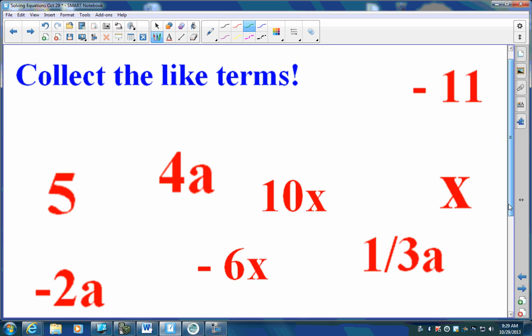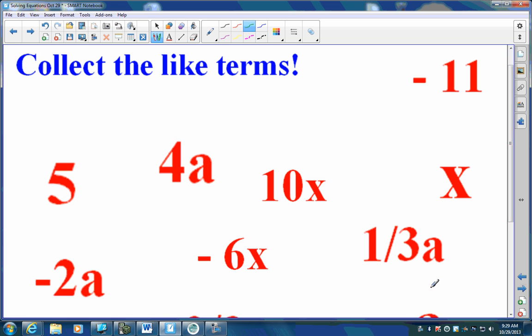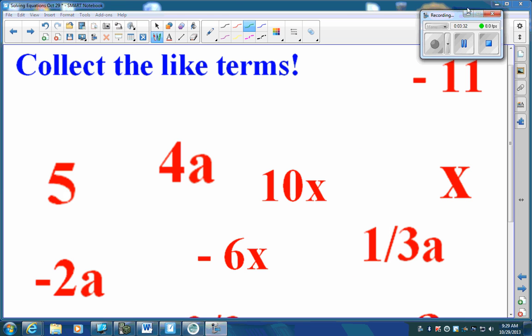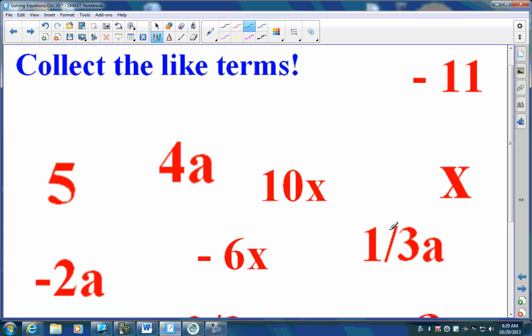Now, look at this right here. It says collect the like terms. Well, let's think about what that means. Looking up here at the board, take a minute and write the ones that go together. Group them on your board or on your paper, which ones of these up here go together.